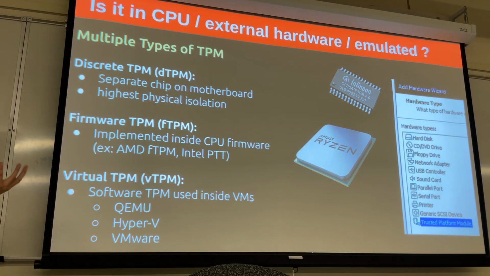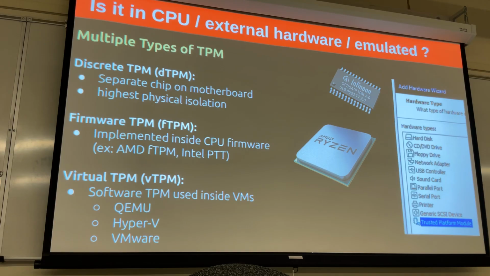People argue in both directions. They say, is it better to have the highest physical isolation, be as far away from the processor as possible, or is it better to have it inside the processor, where it's very hard to tamper with? So people debate whether it's better to have it as an external or an internal chip.